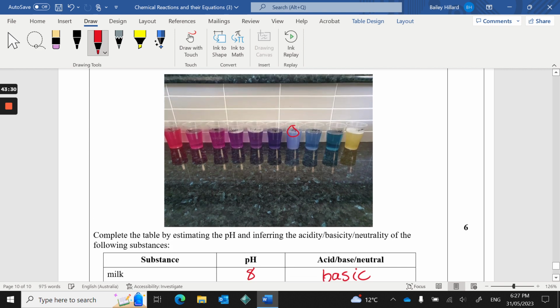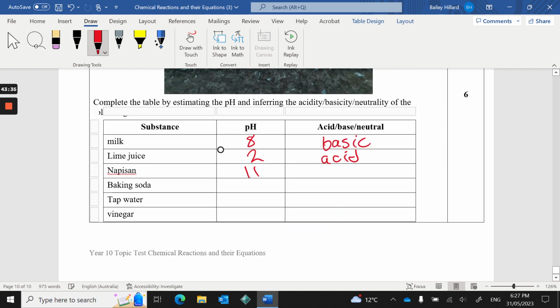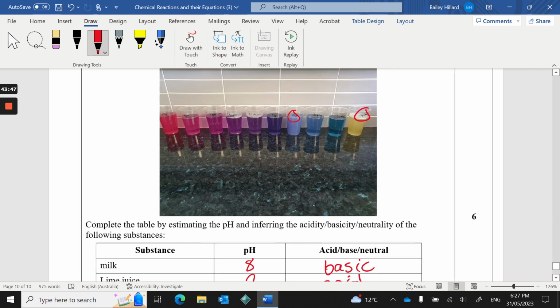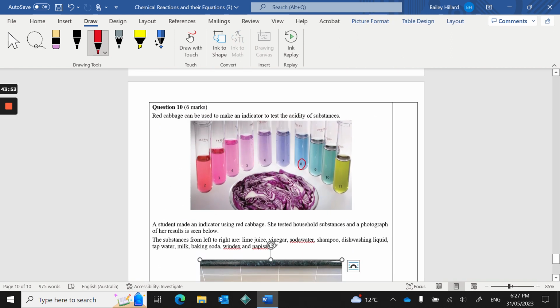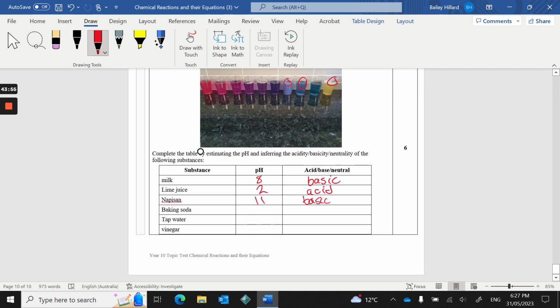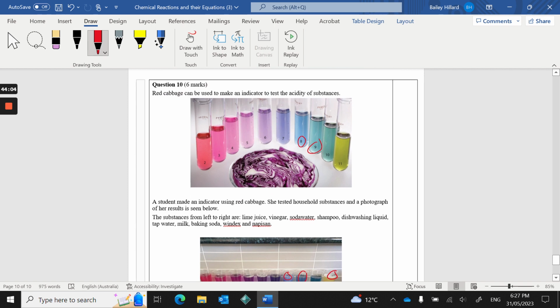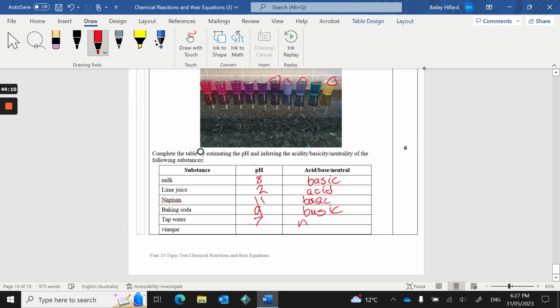Now we have Napisan. Now let's have a look at Napisan. Napisan's all the way over here and is 11, okay, which is super basic. The pH scale goes up to about 14, so Napisan is actually pretty basic. Baking soda, okay, let's have a look if we can find some baking soda, and here it is right here, and that's looking like a pretty solid 9/8. I'd probably accept both. I'm just going to put 9. Definitely basic though. Tap water looks like a very solid purple, which is 7.